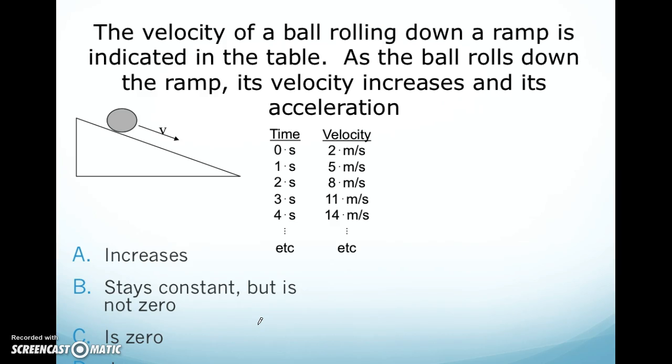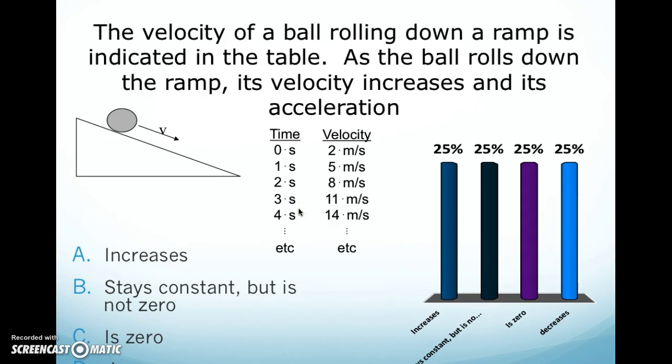So here's a question. Velocity of a ball down a ramp is indicated in the table. So clearly the velocity increases, but we want to know what happens to the acceleration. You can see that the velocity is increasing, but it's increasing by the same amount every second. It's increasing by 3. It goes from 2 to 5 to 8 to 11 to 14. So the amount it's increasing per time, again, that's the definition of acceleration, is the same. It stays constant. So the correct answer here is B.